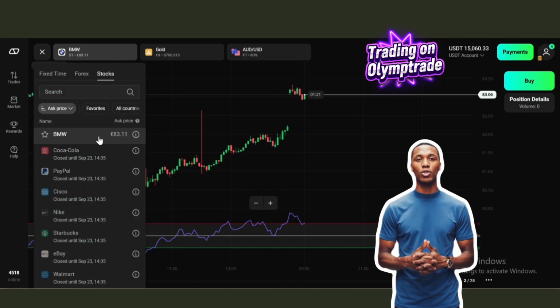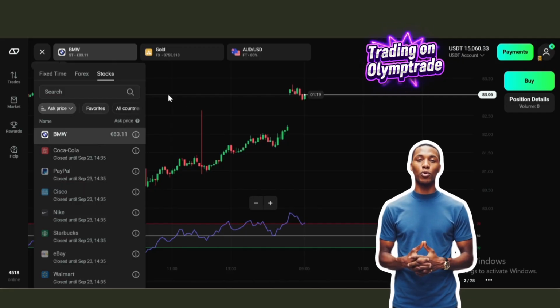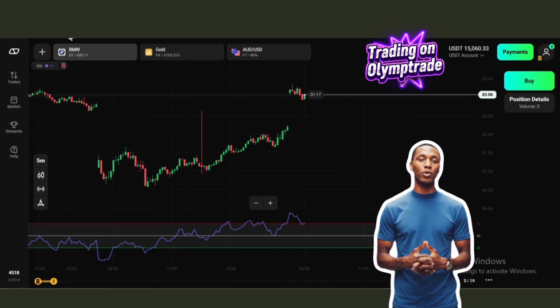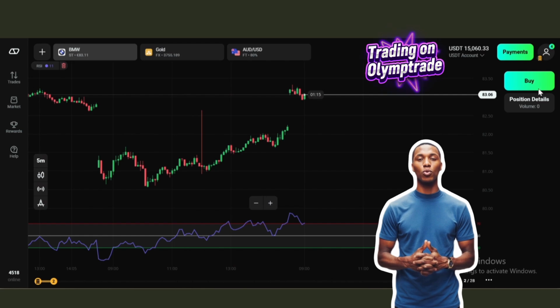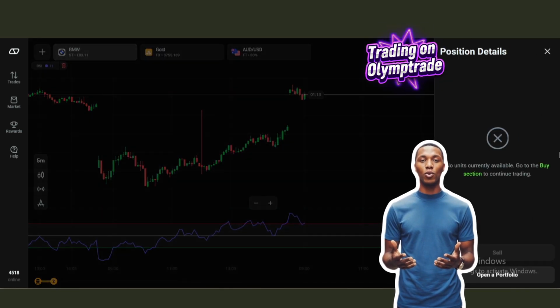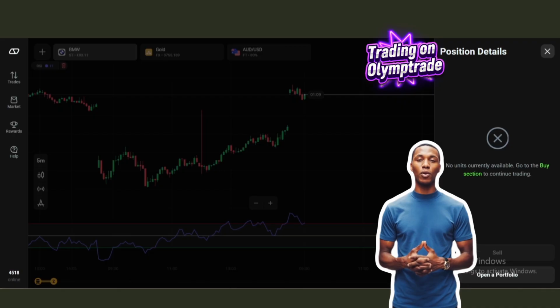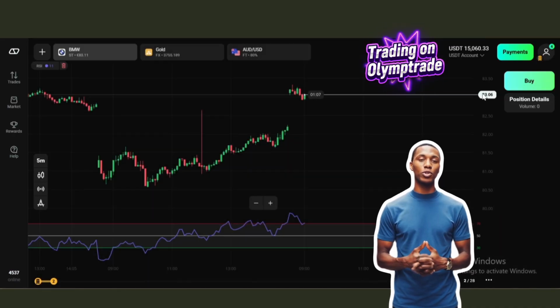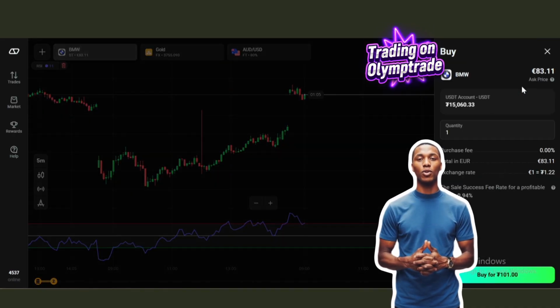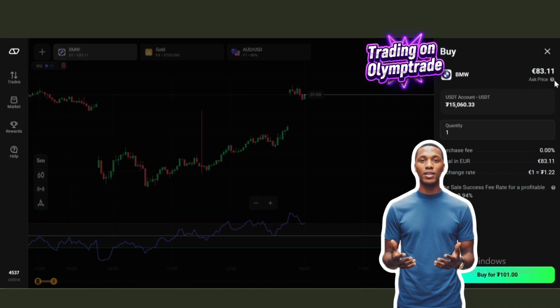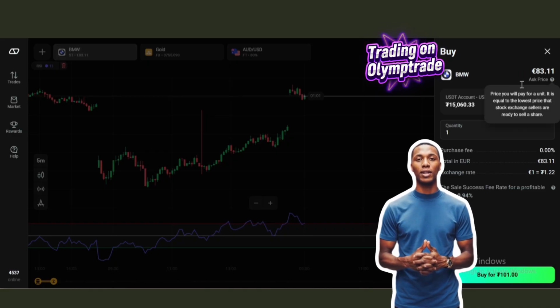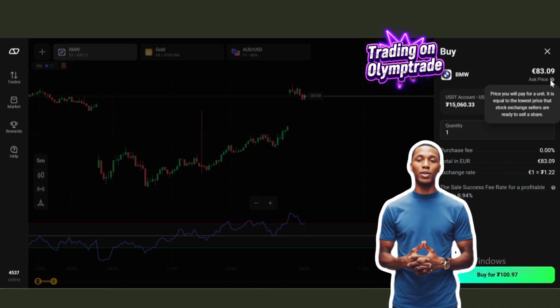One advantage of trading stock is that you can hold the stock for a particular period of time. You do not lose, in the sense that your asset will not be liquidated, as in crypto when trading futures, or your asset will not lose its value, that is, your capital will not depreciate with regards to the forex market. So let's trade the BMW asset now.